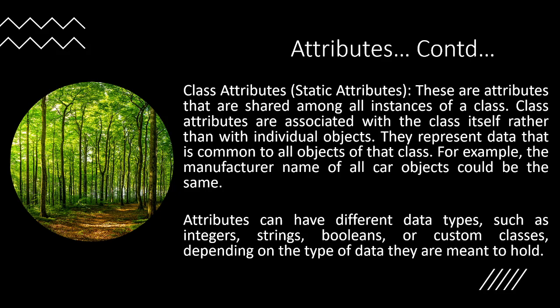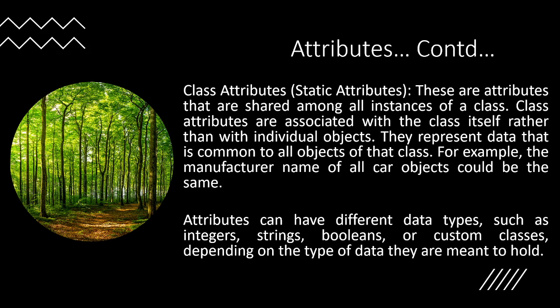Like we have given the example of a car. So the manufacturer could be the same, the number of wheels could be the same, and doors definitely could be the same. Okay, so attributes can have different data types, and we'll be talking about data types also, such as integers, strings, booleans, or custom classes. They depend on the type we want to use.